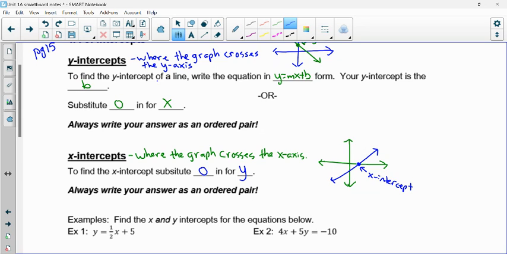So a little trick you can remember is you're always plugging 0 in for the opposite letter. For the y-intercept, we're plugging 0 in for the x. X is opposite y. And then for the x-intercept, you plug 0 in for the y. Opposite to x is y. Again, you always want to write your answer as an ordered pair.